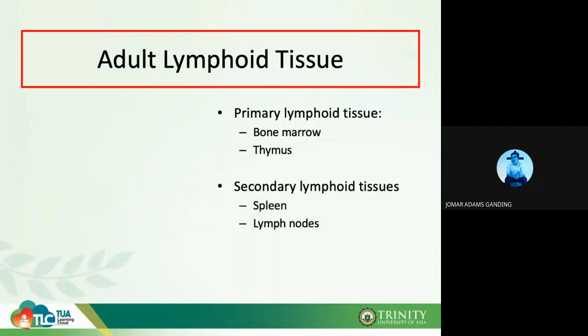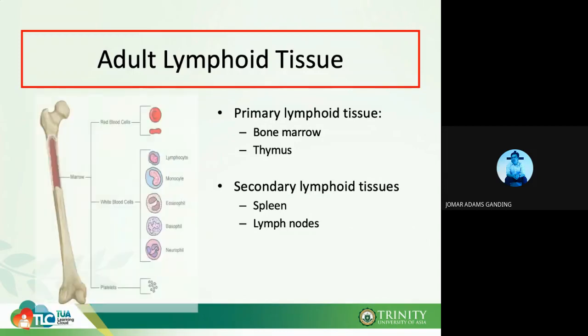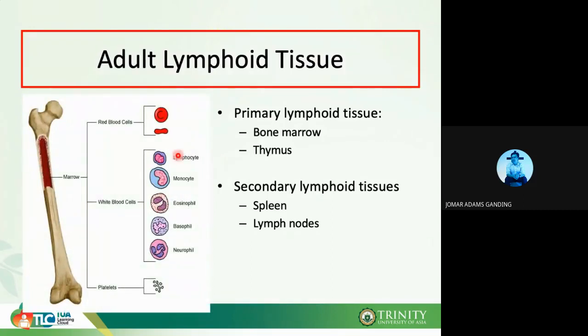So, we have primary lymphoid tissue and secondary lymphoid tissue. Primary lymphoid tissue, please remember this because you will be encountering this in immunology eventually. Your primary lymphoid tissues are two: your bone marrow and your thymus. Two things that I want you to remember.